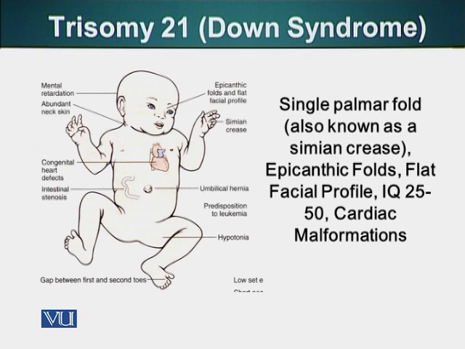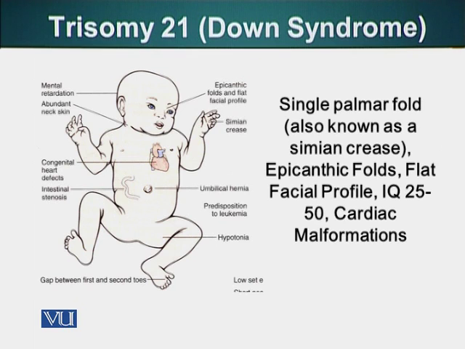Some of the features of this disease are a single palmar fold. It is a very significant feature, very clearly visible in most of these patients. This is also called the simian crease. This is what I mean by simian crease in the hand.